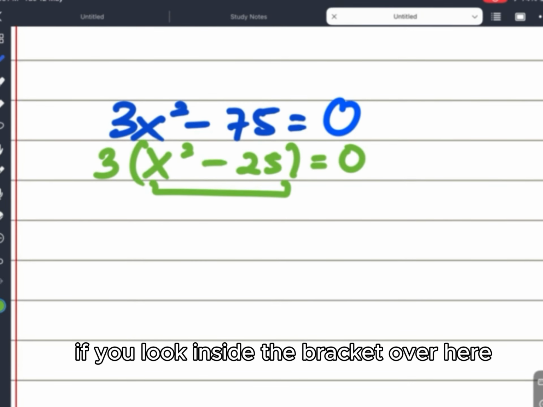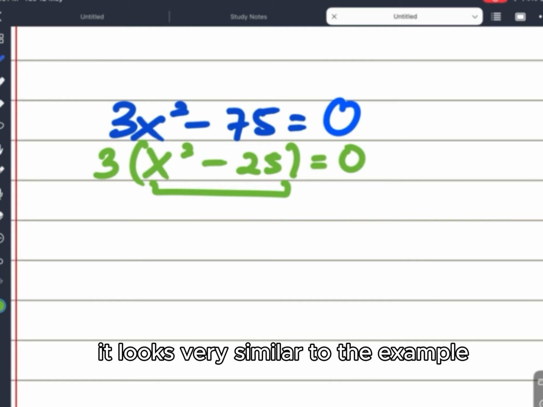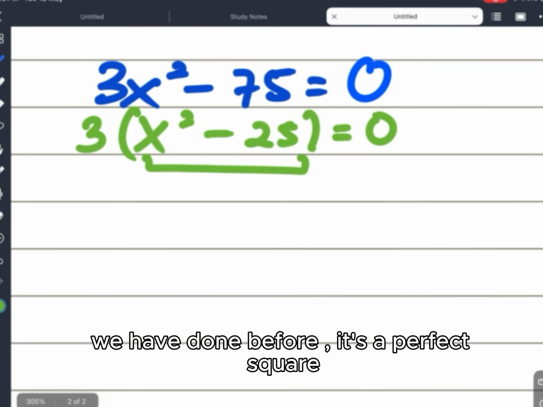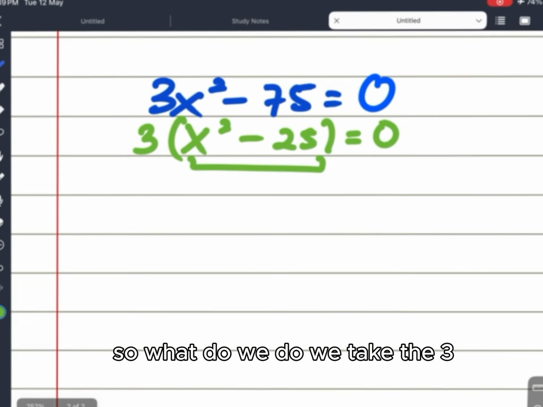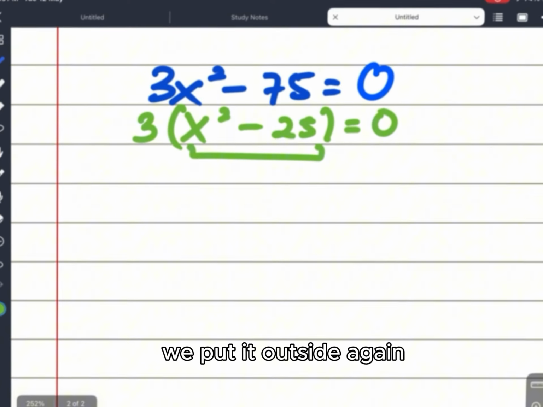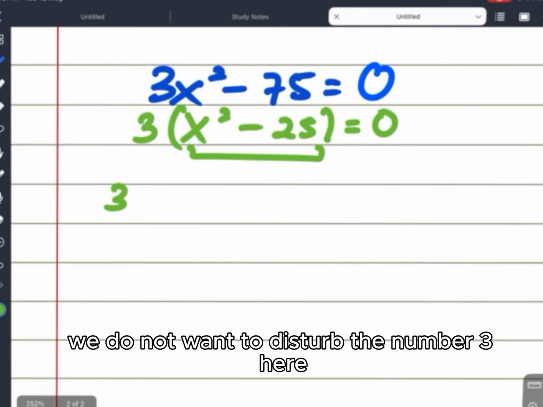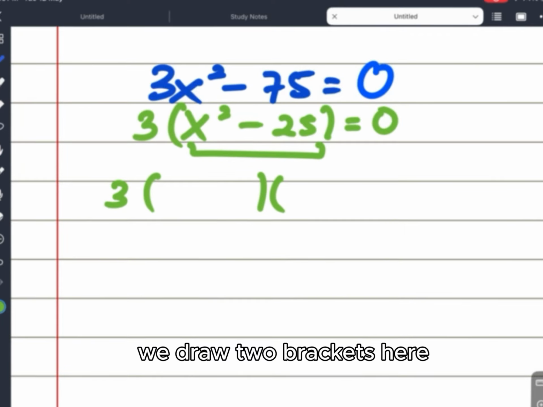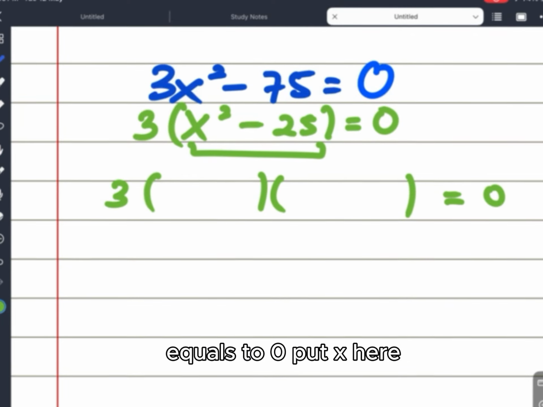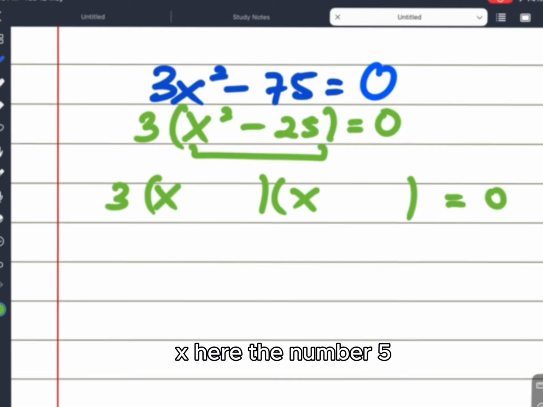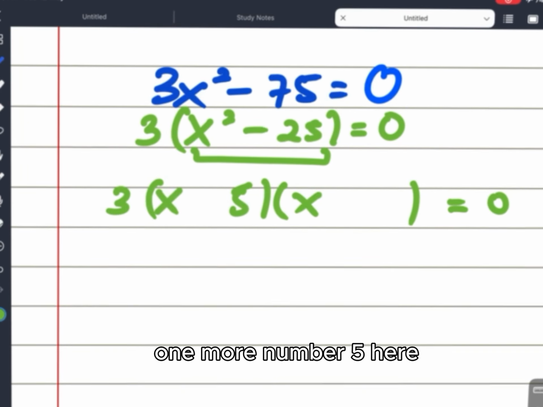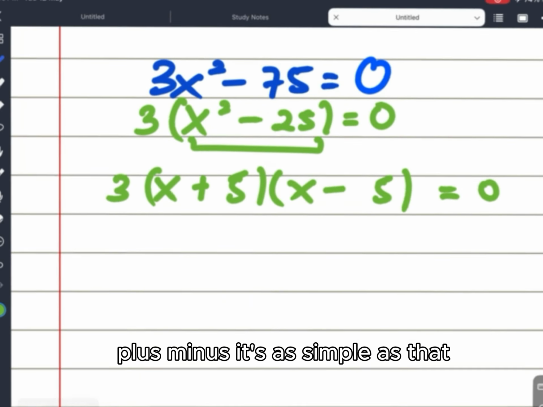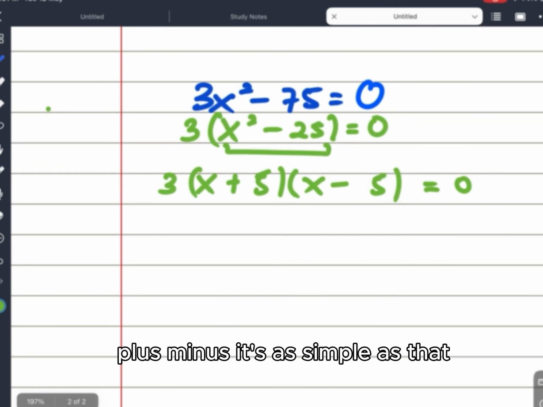If you look inside the bracket over here, it looks very similar to the example we have done before. It's a perfect square. So what do we do? We take the 3, we put it outside again. We do not want to disturb the number 3 here. Now, how do we do the perfect square? We draw two brackets here, equals 0. Put x here, the number 5. One more number 5 here, plus, minus. It's as simple as that.